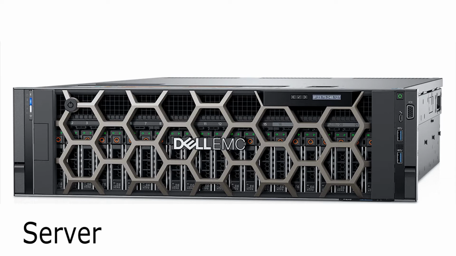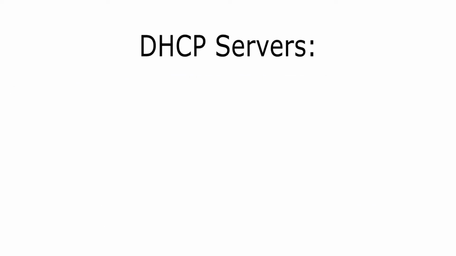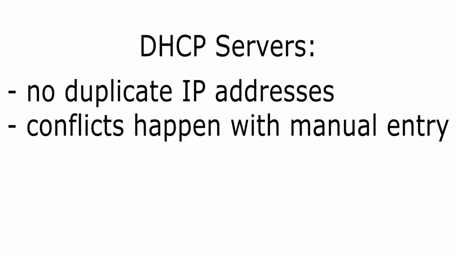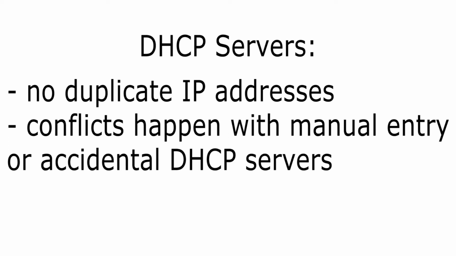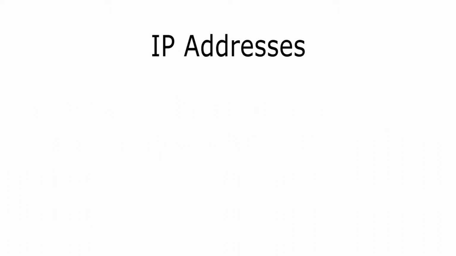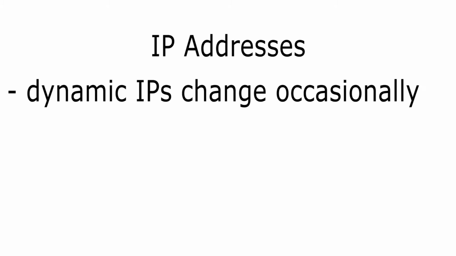As we mentioned before, servers are usually responsible for handing out DHCP and DNS. DHCP servers will almost never hand out the same IP address to multiple devices, so a duplicate address would only happen if someone manually enters network information into a device and the DHCP server doesn't know about it. Or IP conflicts can happen if someone accidentally plugs in an additional device that has a DHCP server in it and it's not configured to work with the existing one. If two devices on the network do end up with the same IP address, one or both devices will experience communication problems. If an IP address changes from time to time, this is known as a dynamic IP address.